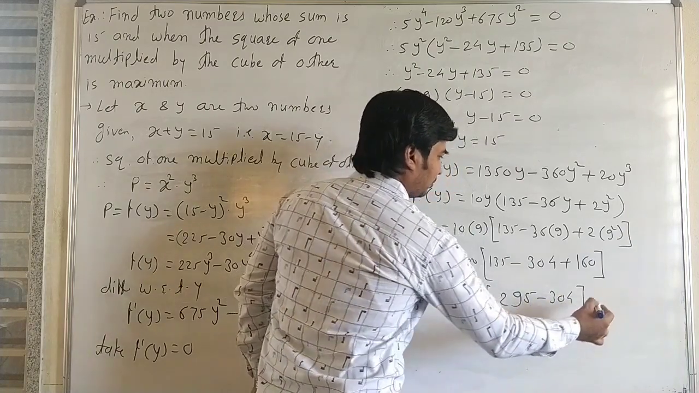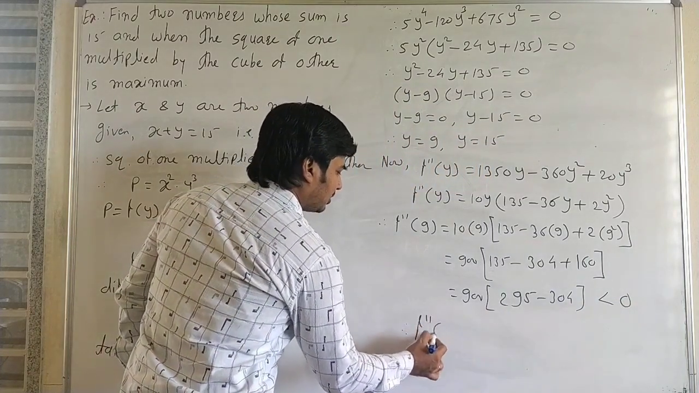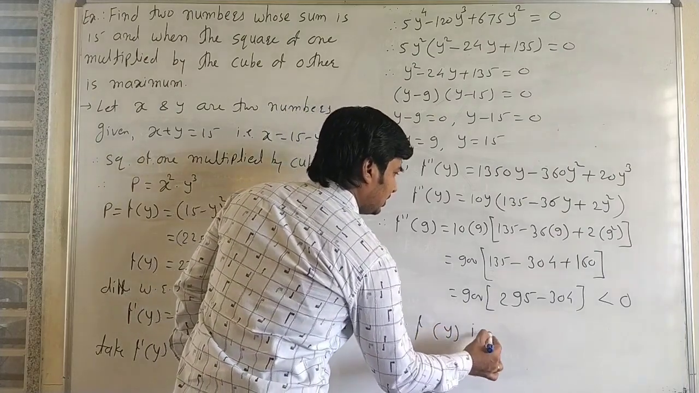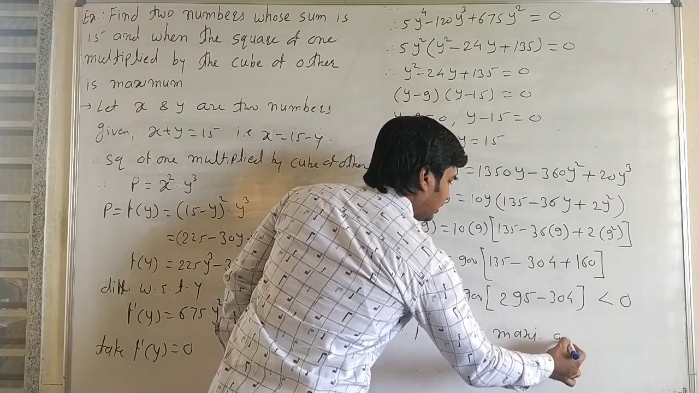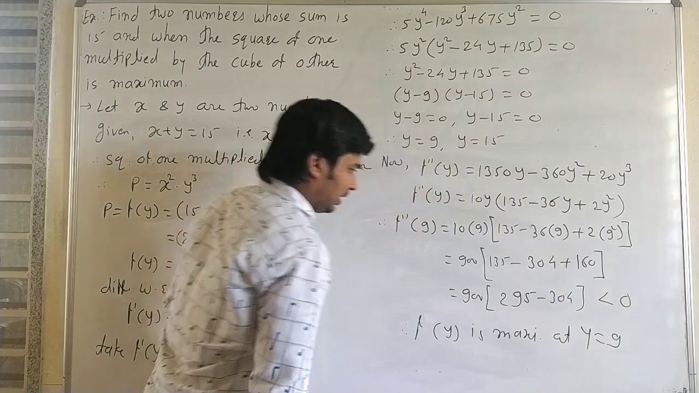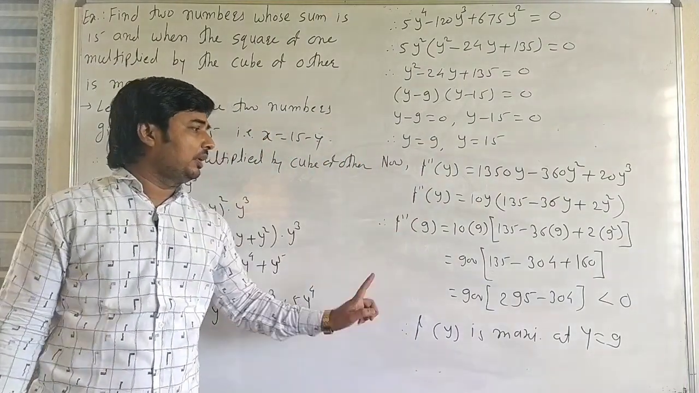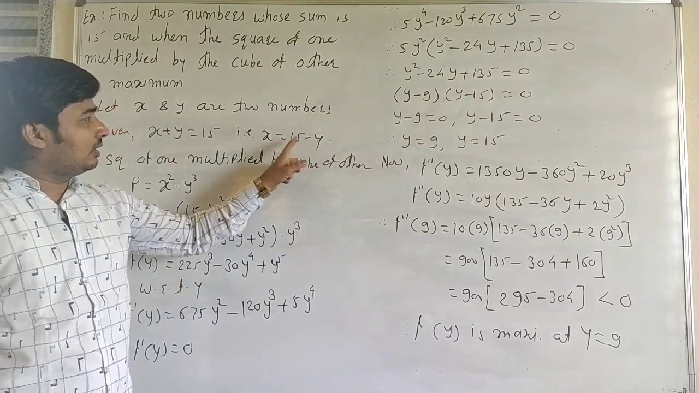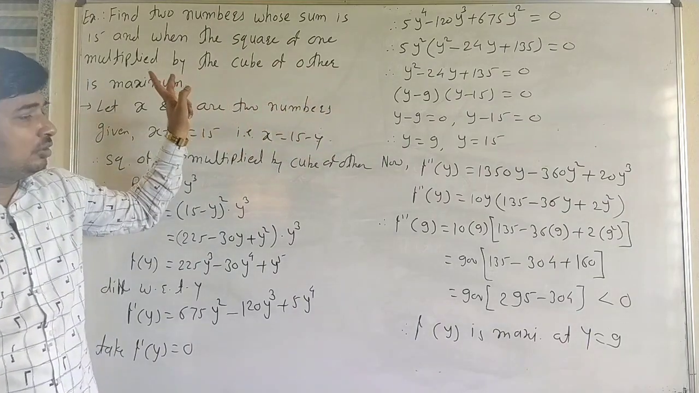It is negative, it is less than 0, and therefore f of y is maximum at y is equal to 9. Okay, here similarly find f double dash of 15, that will give the minimum. Which value do we need? That is the maximum, that is y is equal to 9, and then x is equal to 6. 15 minus y, those are the two numbers.